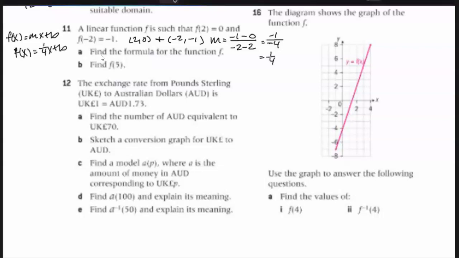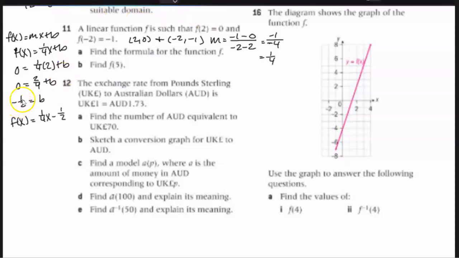To find b, you just plug in a value. I'm going to choose this one because it has a 0 involved. 0 makes things a little bit easier. 0 equals 1/4 times 2 plus b. 0 equals 2 over 4 plus b. You'll subtract 2 over 4 from both sides, which simplifies to 1/2. So b equals negative 1/2. So we have f of x equals 1/4 x minus 1/2.